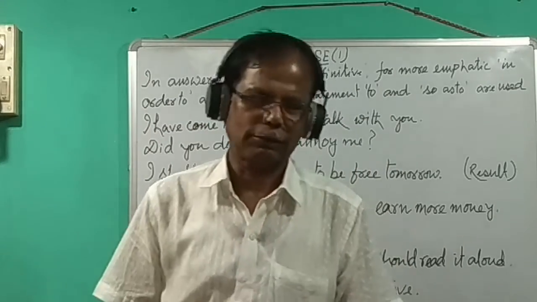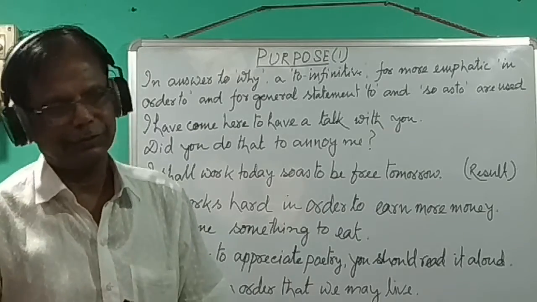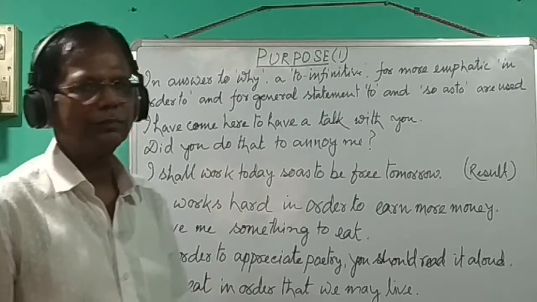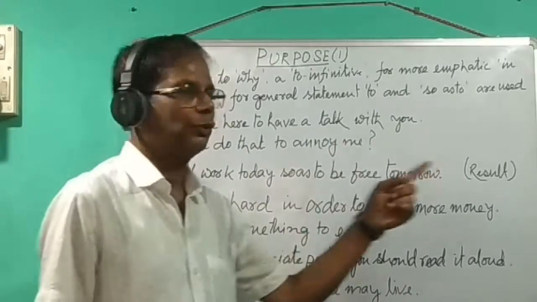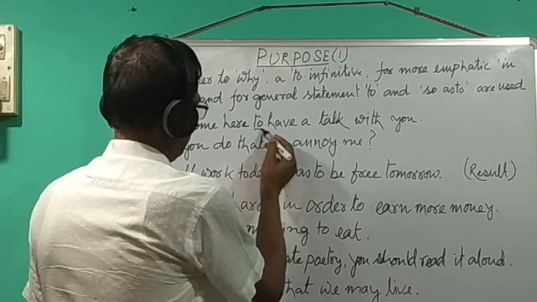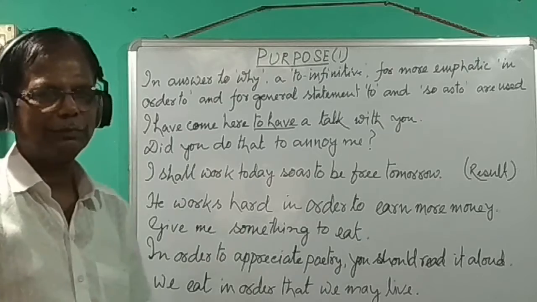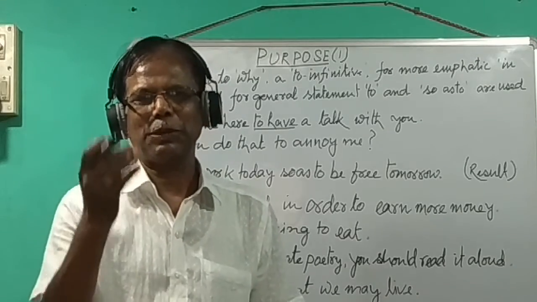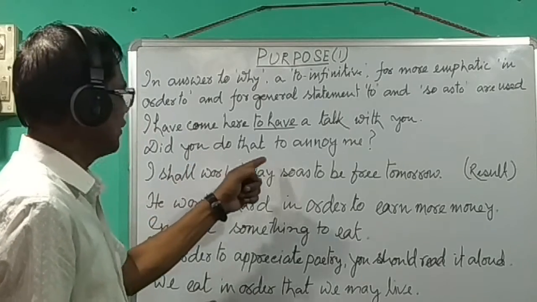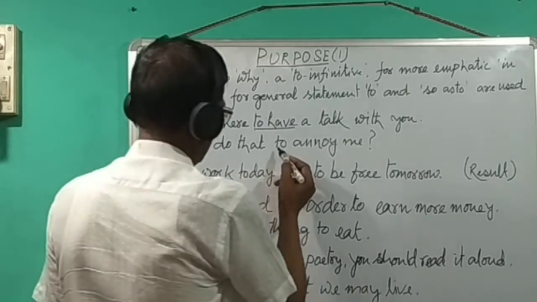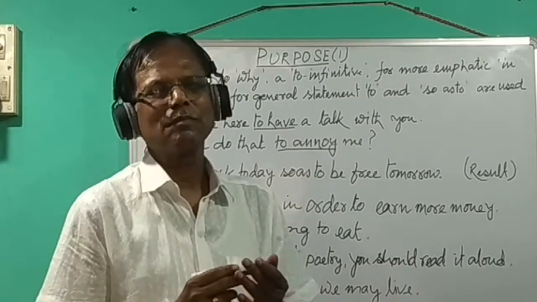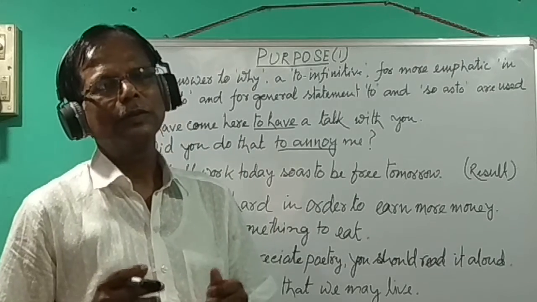Let us see how they work in sentences. I have come here to have a talk with you. To have, to-infinitive, the purpose of coming here. Did you do that to annoy me? To annoy me, the purpose of the action.